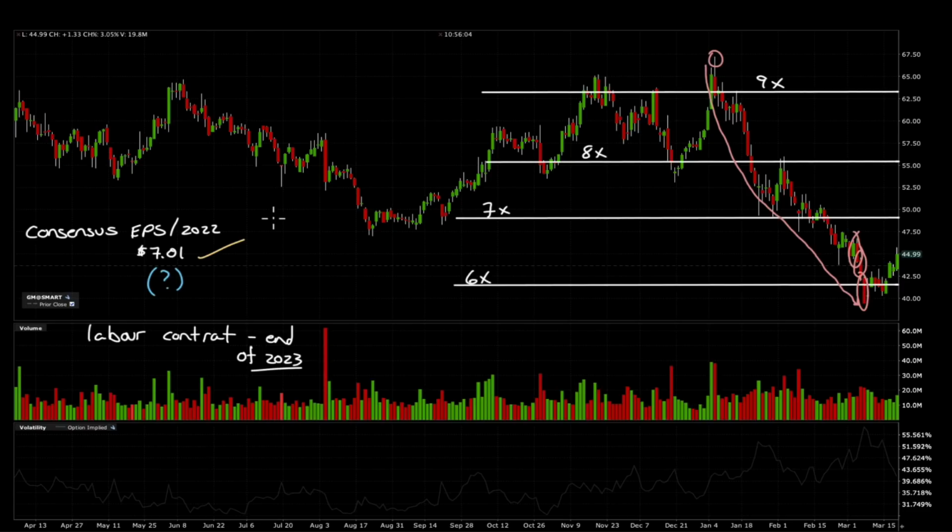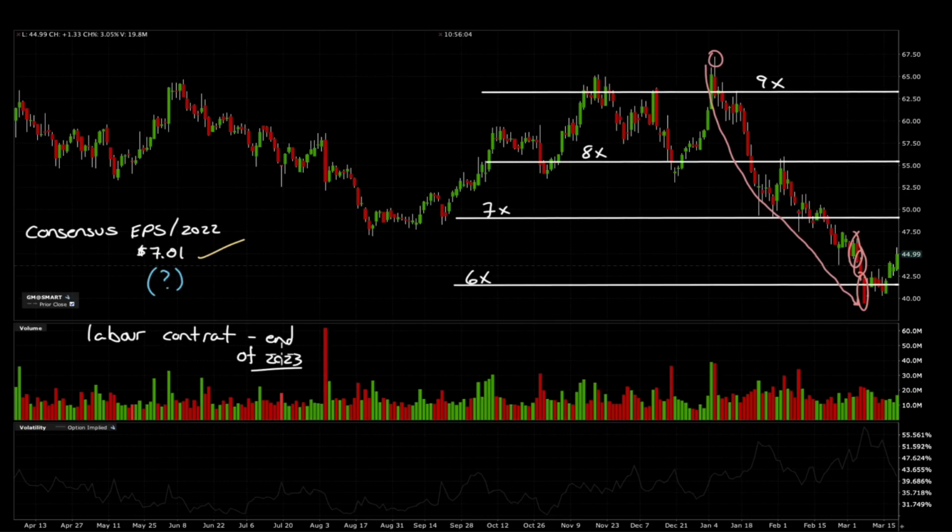701. I've got a question mark there because I don't even know if that's going to be right. We're going to look at something. They had an 8K that came out Friday after the close. And I have a big question mark on it because I don't know how the market's going to interpret it. I really don't know how it's going to be interpreted.